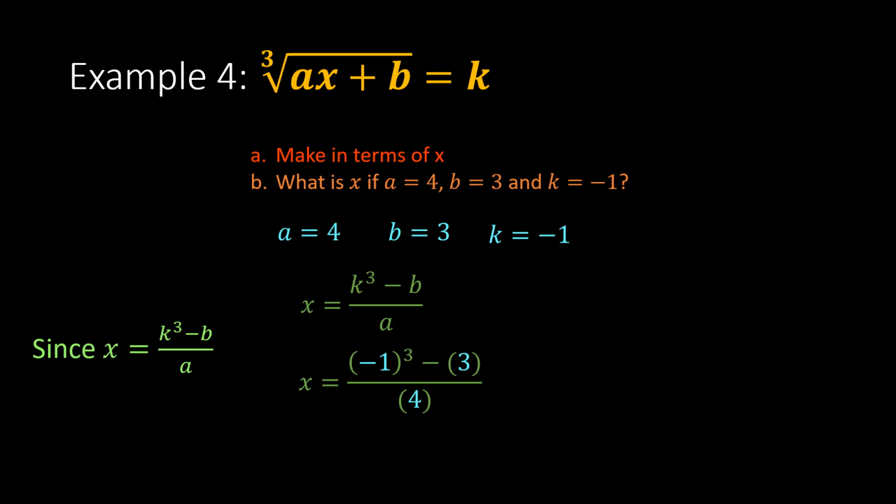Substituting now the values, x equal to the cube of negative 1 minus 3 all over 4. Now, processing that, x equal to negative 1 minus 3 all over 4. Now, you have x equal to negative 4 over 4. And now, the quotient will lead us to x is equal to negative 1.